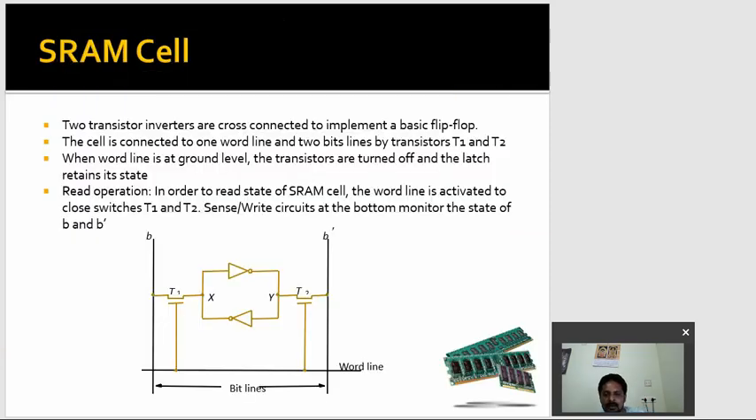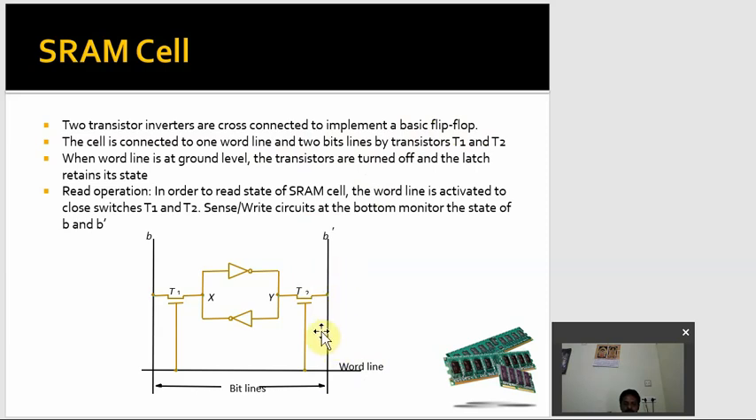Static RAM cell. Here see the diagram has been represented. So how is it going to be performed? Two transistor inverters are cross connected to implement a basic flip-flop. The cell is connected to one word line and two bit lines by the transistors T1 and T2. One word line we are having and two bit lines, B and B dash, we have here.